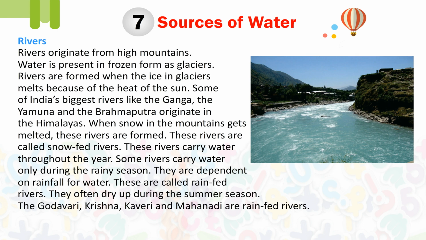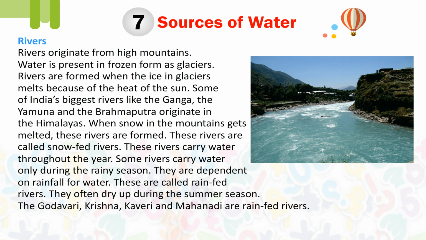Rivers. Rivers originate from high mountains. Water is present in frozen form as glaciers. Rivers are formed when the ice in glaciers melts because of the heat of the sun. Some of India's biggest rivers like the Ganga, the Yamuna and the Brahmaputra originate in the Himalayas. When snow in the mountains gets melted, these rivers are formed. These rivers are called snow-fed rivers. These rivers carry water throughout the year.